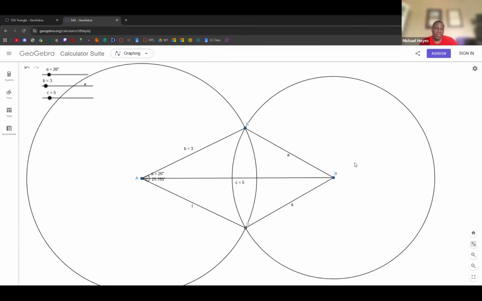So you oriented the side AC on the bottom. And so orienting those two things differently would create a mirror image across that half plane of the segment AB.